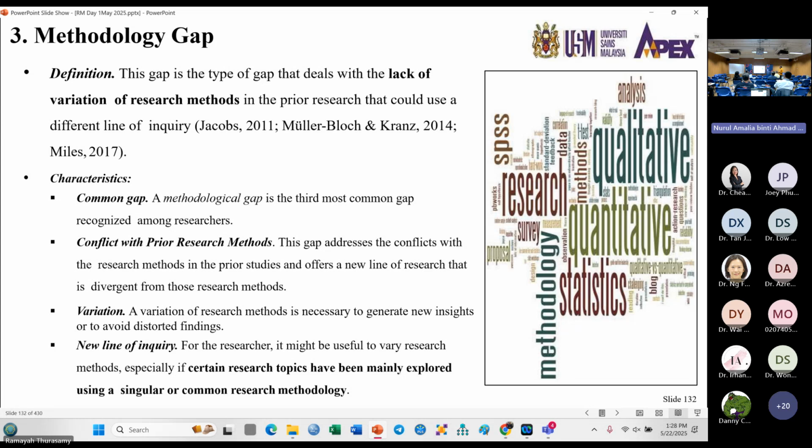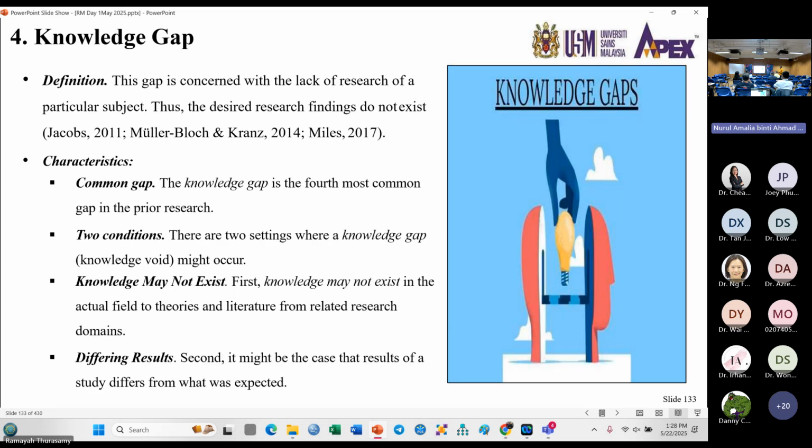Then there is the knowledge gap. This one is also related to whether there is no knowledge at all or there is limited knowledge, and we want to understand better. So we can also look at different results. Sometimes some relationships are significant, some relationships not significant. Then we can start adding some variables to make the relationship more consistent.